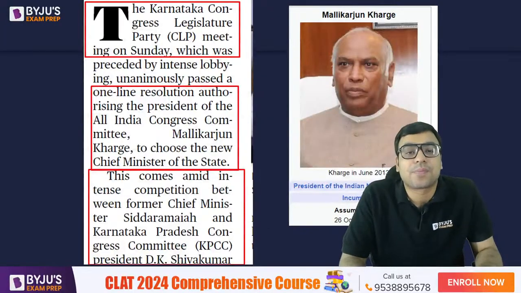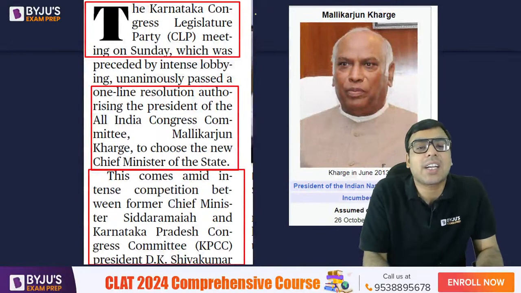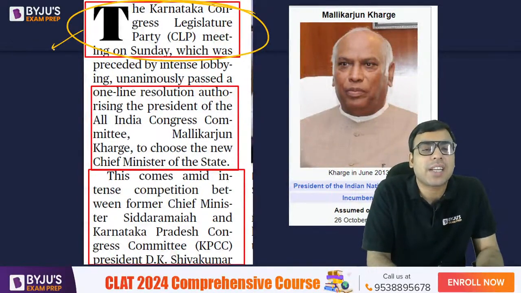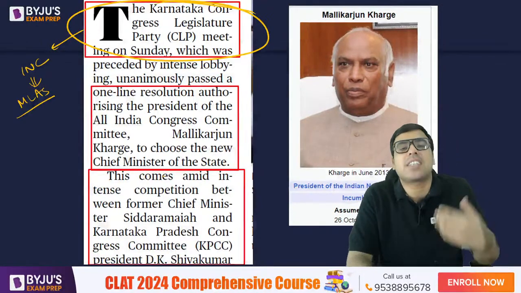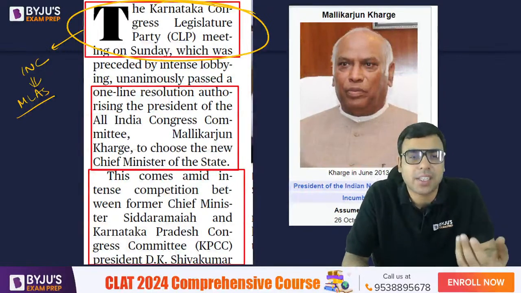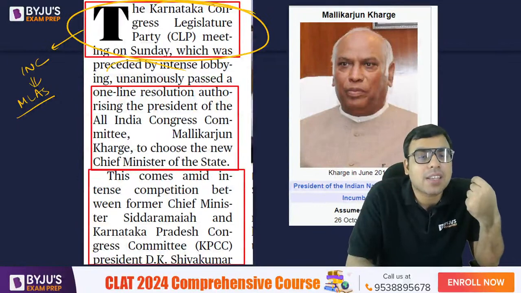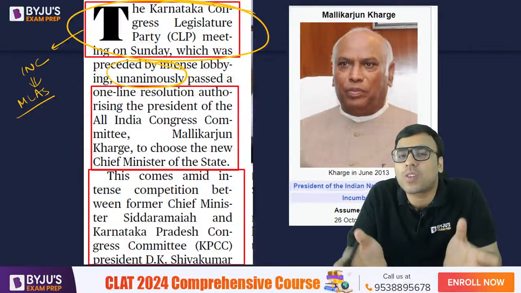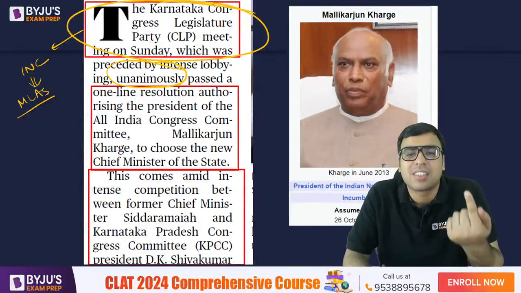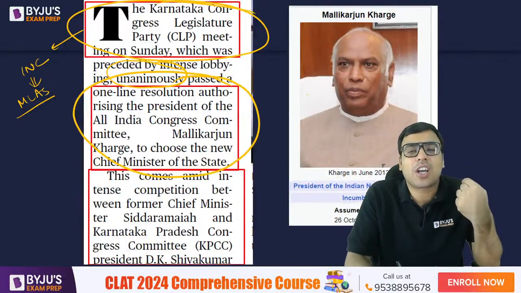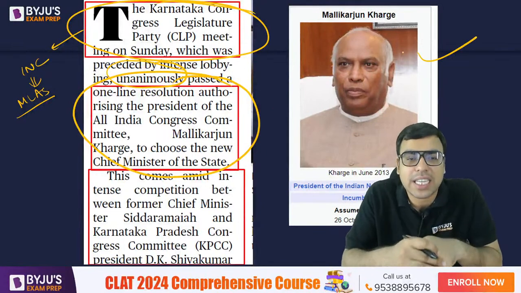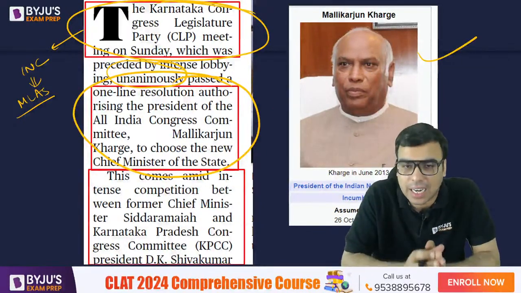Now the Karnataka Congress Legislature Party, what is the meaning of that? Those Congress MLAs, the recently elected MLAs, that is defined as Congress Legislature Party, जो नए विधायक चुन के आए हैं, उन लोगों ने वोटिंग की, they unanimously passed a resolution. Unanimously मतलब all together, all agreed on one solution, that they gave the authority to the president of the Congress to decide who should be the new chief minister of Karnataka.